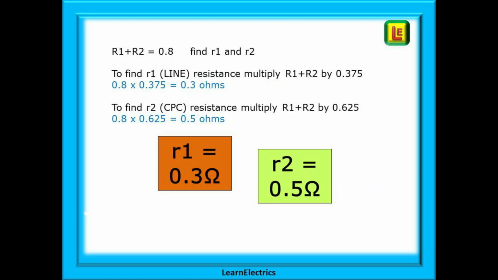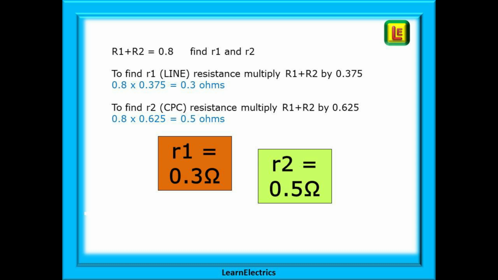To find R1, the line resistance, multiply R1 plus R2 by 0.375 from the table. We have 0.8 times 0.375, which is 0.3 ohms. And to find R2, the CPC resistance, multiply R1 plus R2 by 0.625, also from the table. This will give us 0.8 times 0.625, which is 0.5 ohms.